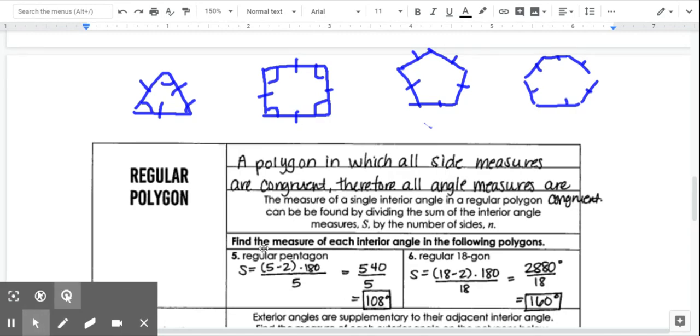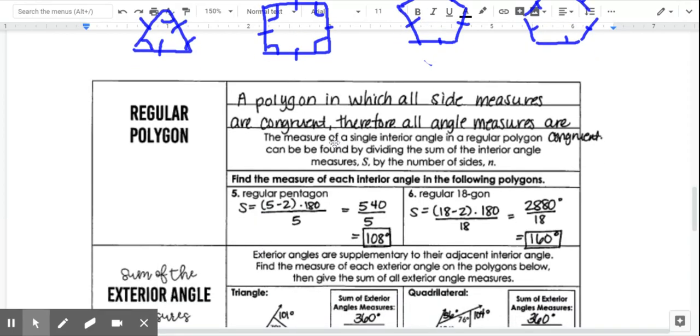So if you have a regular polygon, you can find the measure of a single angle by dividing the sum of the interior angles by the number of sides. So we just use that same formula, and you just divide by n. So if you want to find the measure of each interior angle of a regular pentagon, you do 5 minus 2 times 180, which is 3 times 180, which is 540. Just divide by 5. Each angle is 108.